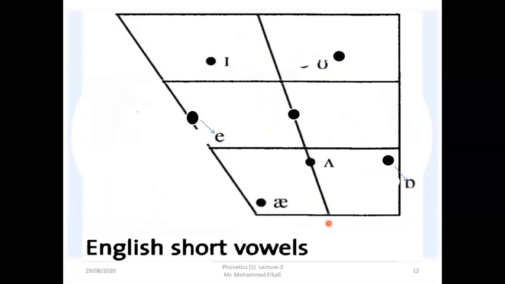So let's see the short vowels of English. This is the vowel I. This one is E. This is A. This one is O. This one is schwa. Here we have the vowel U. This one is O.